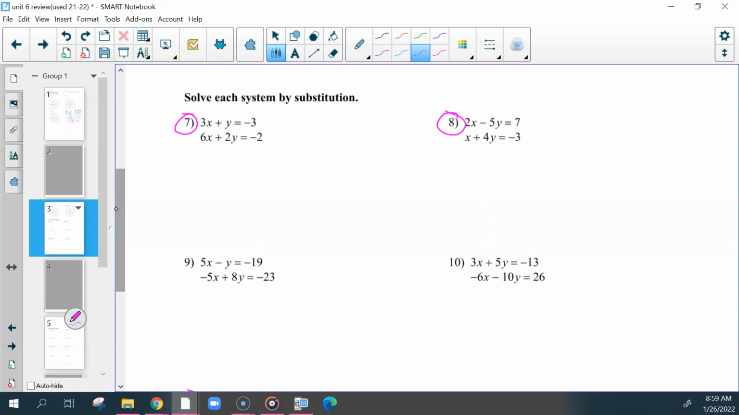With substitution, remember that you need to have an x or a y solved by itself. Do we have that? No. So that means we need to get one of these to be x or y by itself. Look for the one that has a coefficient of 1, and we'll solve for that one. You can solve for other ones, but be mindful that you'll have fractions, and then be careful with the fractions. So we would subtract 3x on both sides to get y equals negative 3x minus 3.